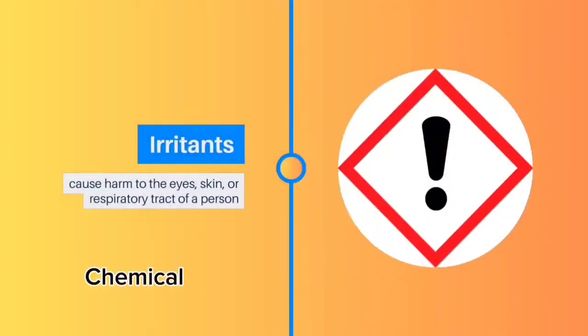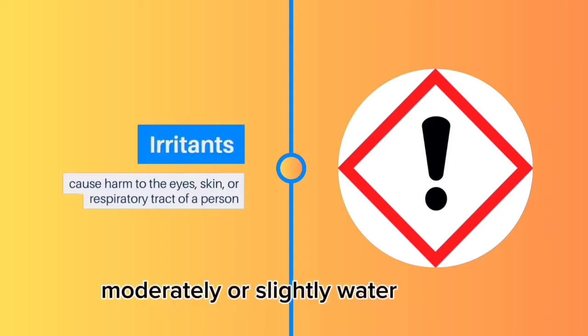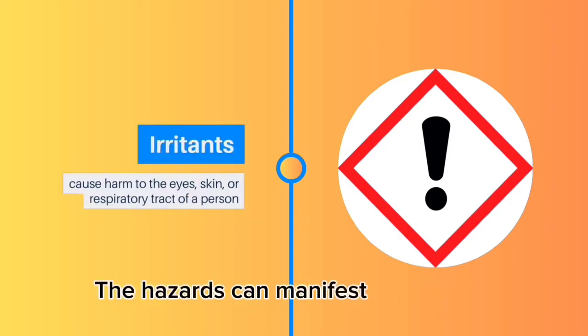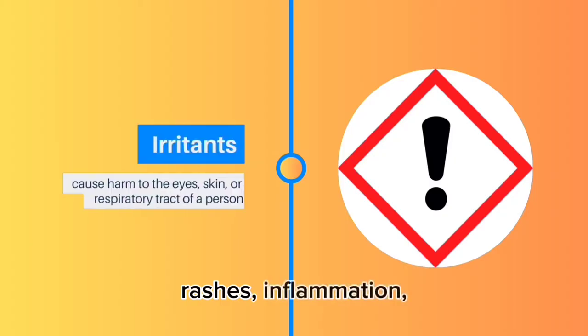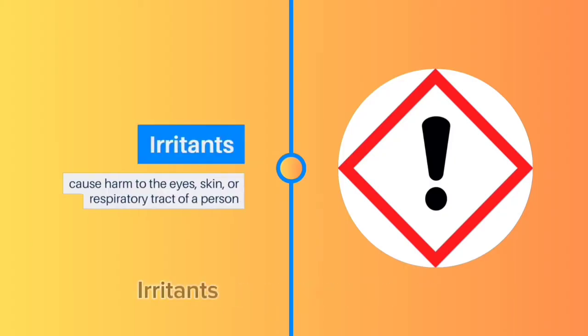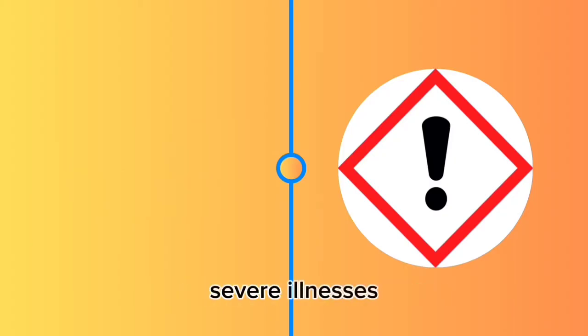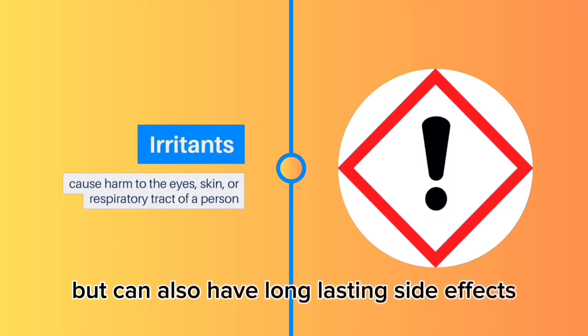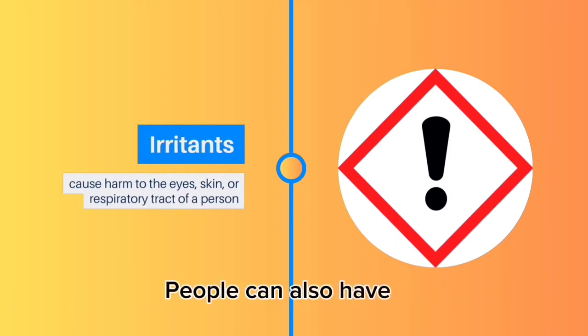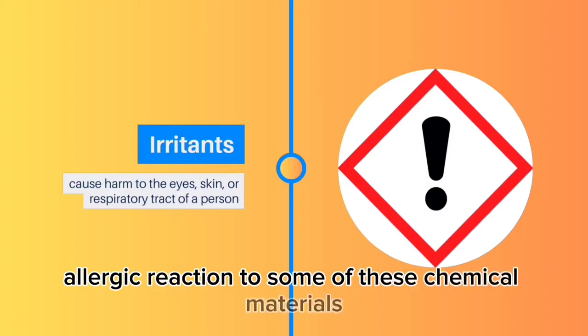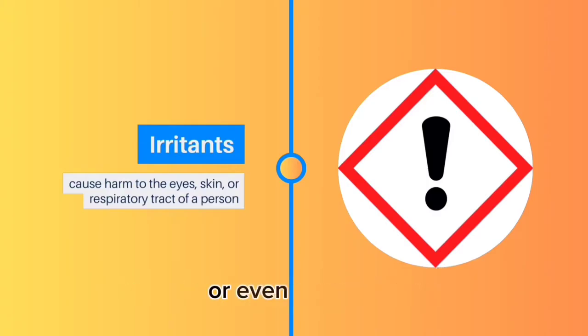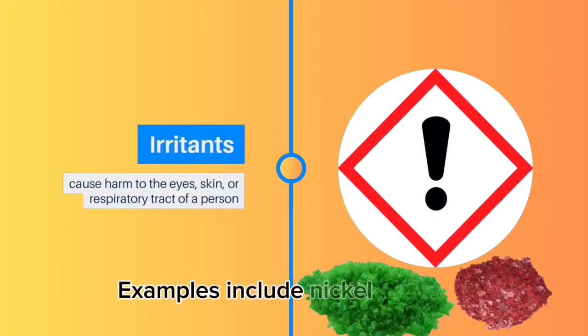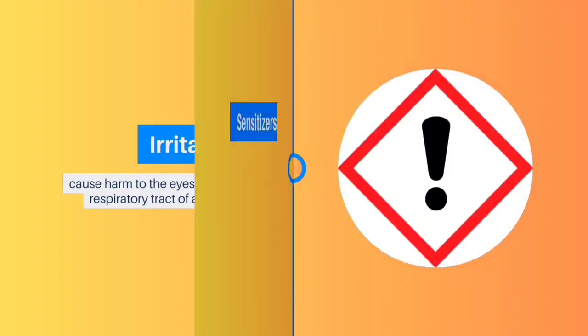Irritants. Chemical hazards that are classified as irritants cause harm to the eyes, skin, or respiratory tract of a person. Irritants are either highly, moderately, or slightly water-soluble. The hazards can manifest as redness, rashes, inflammation, coughing, or hemorrhaging. Irritants are mostly short-term severe illnesses but can also have long-lasting side effects in some people. People can also have an allergic reaction to some of these chemical materials with long-lasting health impacts or even be fatal. Examples include nickel chloride, chromic acid.